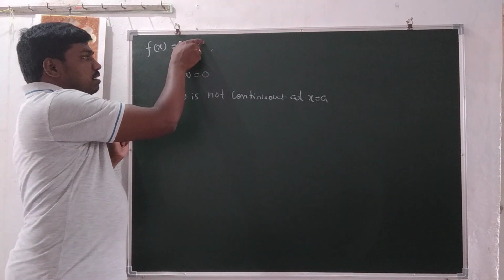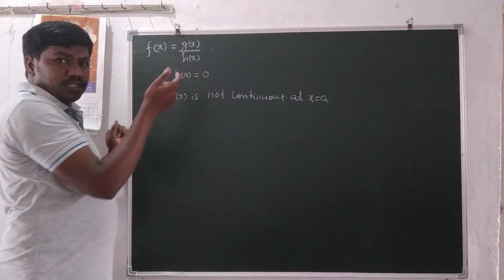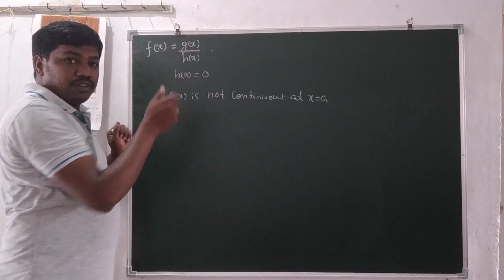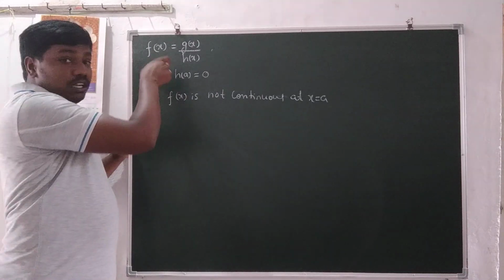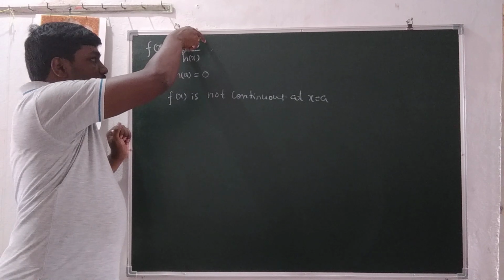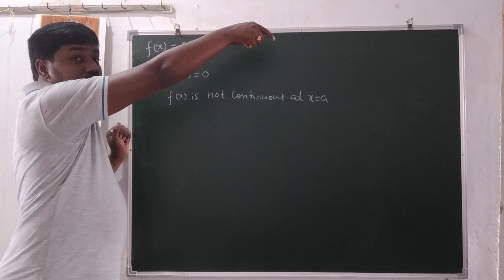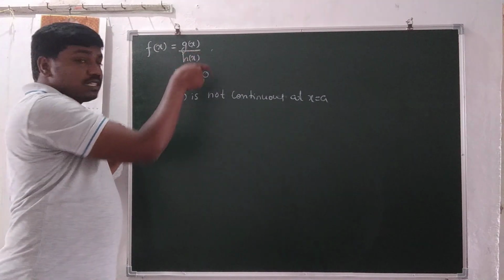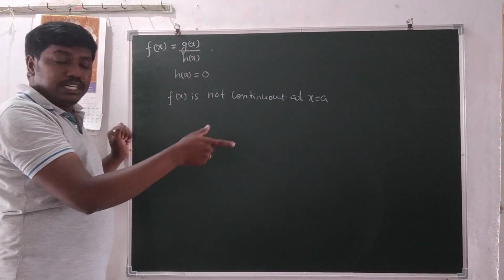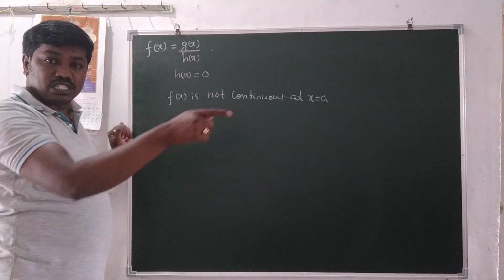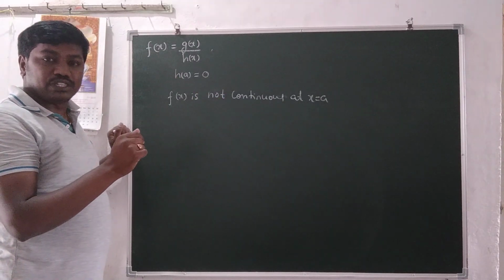These are rational functions. g of x is a polynomial function, h of x is a polynomial function. Already we know that every polynomial function is continuous on real numbers, we saw it in the second note. h of x is also a polynomial function, so it is a continuous function. The quotient of two continuous functions is continuous, as we saw in the algebra of continuous functions.